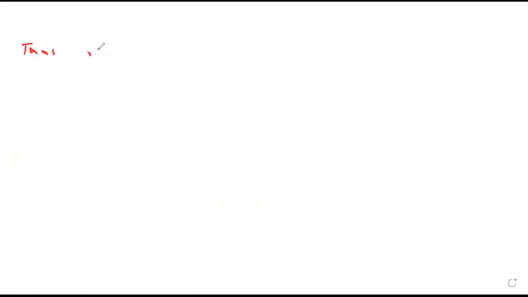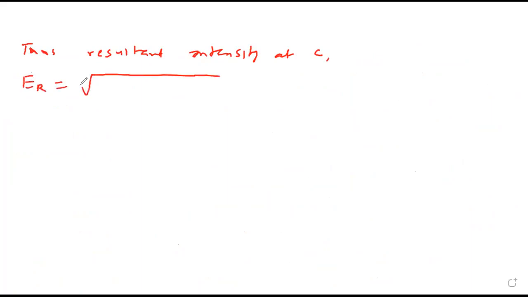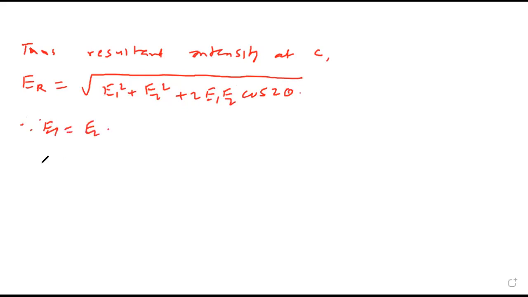Thus, the resultant intensity at C, ER, equals root of E1 square plus E2 square plus 2 E1 E2 cos 2 theta. Since E1 is the same as E2, the resultant will be E1 square plus E1 square plus 2 E1 E1 into cos 2 theta.